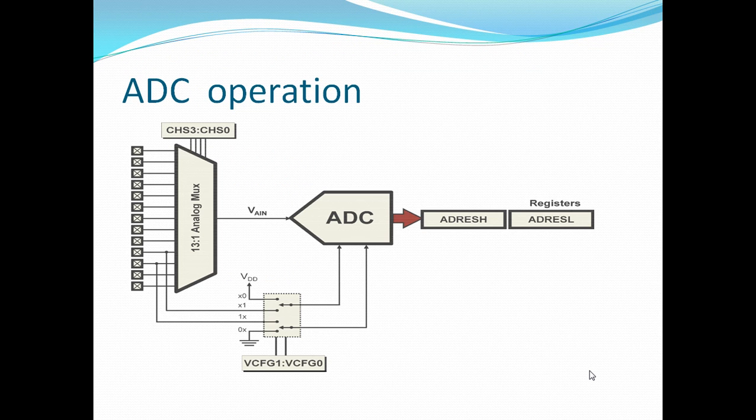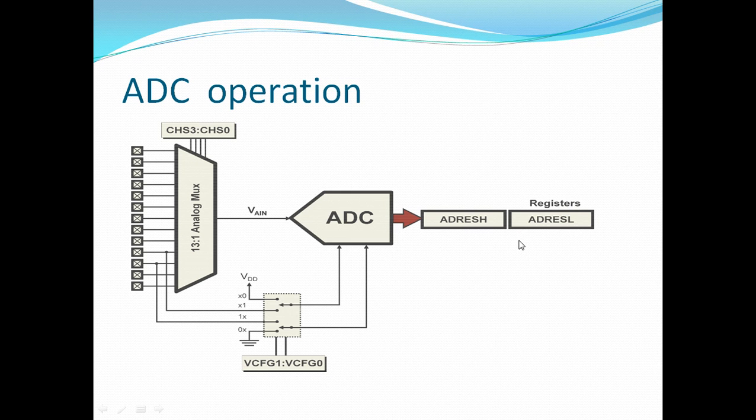Here you can see the circuit diagram or internal block diagram of the ADC. You can see a 13:1 analog multiplexer is there, and selection pins are there. CHS0 to CHS3, these are the four selection bits or pins which are used for selecting these 13 channels. These channels are connected with VREF plus and minus as well as VDD and VSS, that is the ground. Here the voltage configuration bits or VREF configuration bits can be used for giving the reference voltage to the ADC, and the result will be stored in the ADC result higher byte and lower byte.